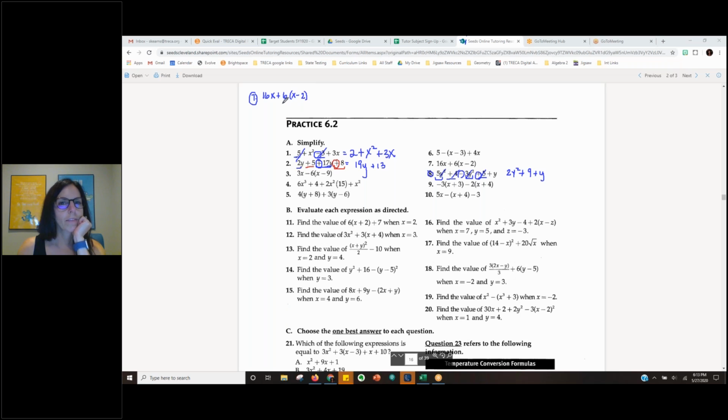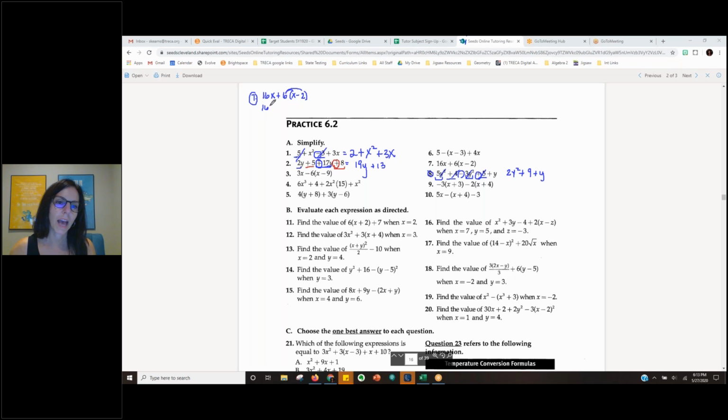So you probably have learned how to distribute at some point in your life. If you haven't, all that means is 6 is being multiplied to everything inside the parentheses. So you have to give 6 to the x, give 6 to the 2. So you have to distribute the 6 to the x and to the 2. So I'm going to rewrite this problem here.